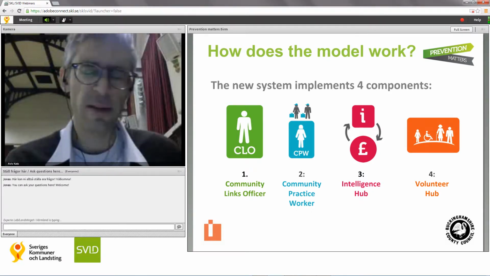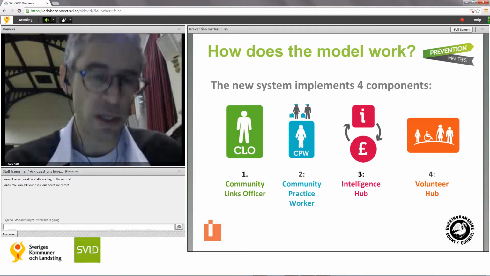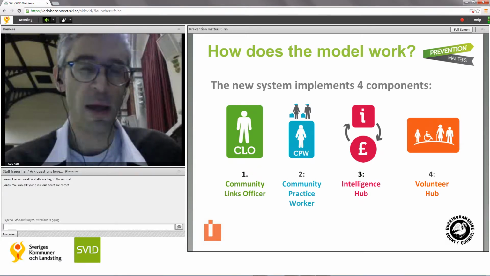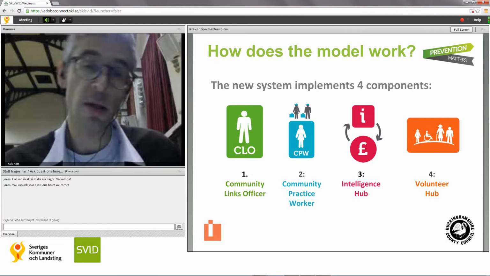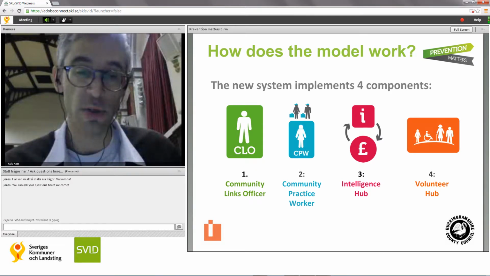And there are now, I believe, about 15 community practice workers that have been recruited and trained, and some of them are working inside health surgeries, clinics. Some of them are working in other community organizations or charities.